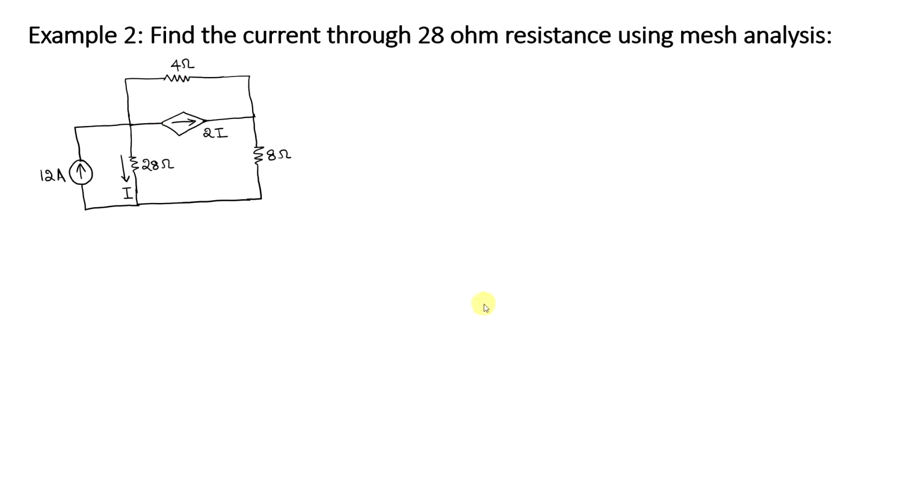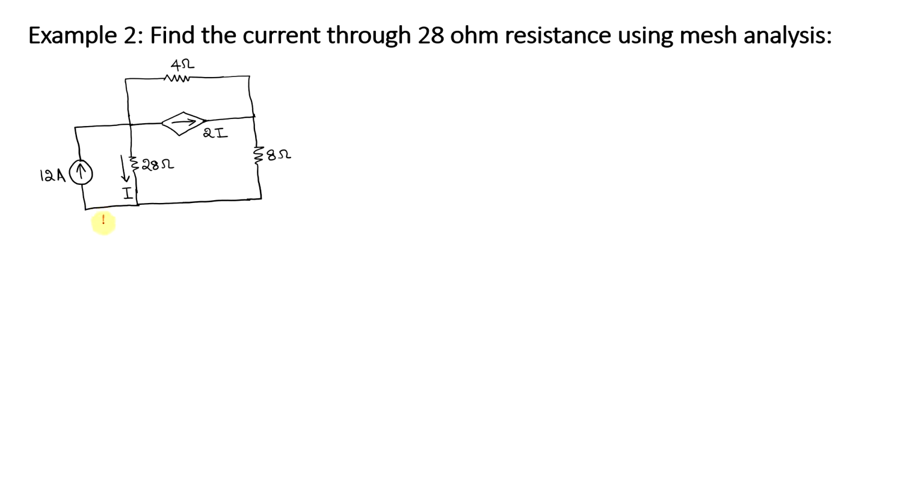So here is a second example. We are supposed to find out what is the current that flows through this 28 ohm resistance using mesh analysis. Now if you see here, we need to apply all the three cases that we have looked, because we have a current source which is exclusively for one particular mesh. Then if you see this particular circuit, you also have a dependent current source. So we have seen if there is a current source between two meshes, we need to use the concept of supermesh. So individually, first let us identify the total number of meshes that are present.